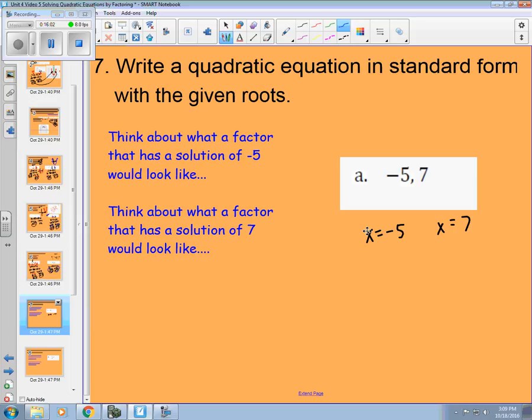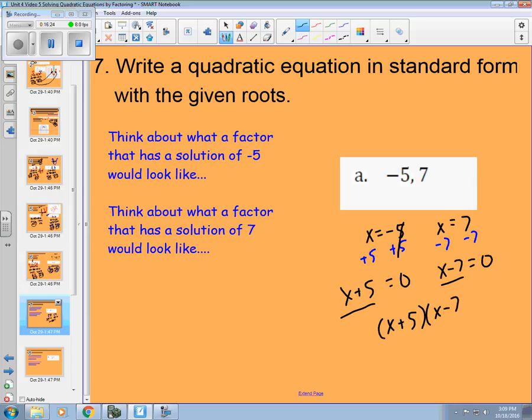So almost work backwards here. We want to add the 5 back to the other side, minus the 7 back up to the other side, and see what these are equal to 0. This would be x plus 5. This one would be x minus 7. Now we want to take these two things to get the equation and times them together. What's x plus 5 times x minus 7? And that'll give us our equation for this problem.